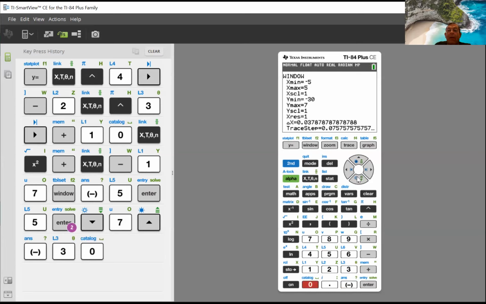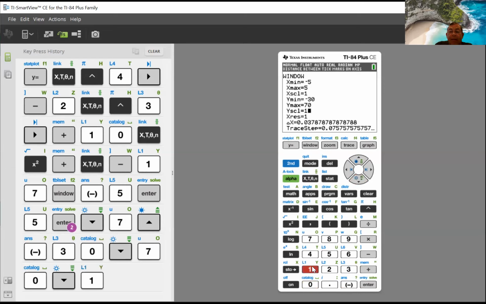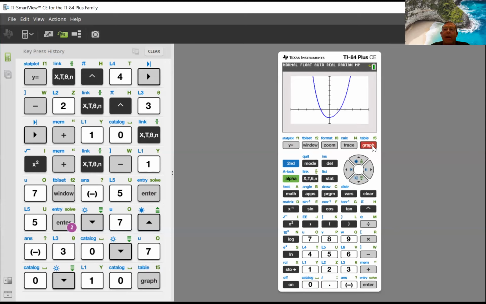And then I'm going to go down to y max was 70. So I put 70 in. Now remember, the y scale, they said they want the y's to go by 10. So I'm going to punch in 10. So now I've pretty much got the -5 to 5. X is going by 1. -30 to 70. Y is going by 10. So now hopefully when I graph it, y'all look at that. Perfect. It's almost touching the second tick mark on the y-axis in the bottom.